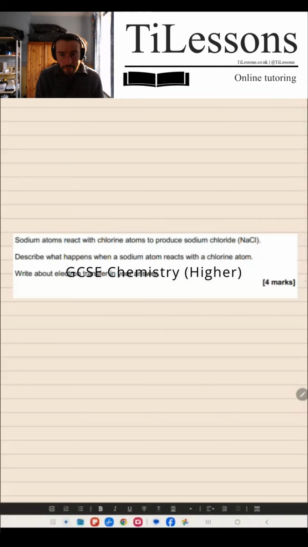Sodium atoms react with chlorine atoms to produce sodium chloride. Describe what happens when a sodium atom reacts with a chlorine atom. Write about electron transfer in your answer.